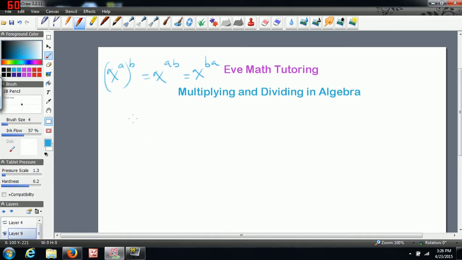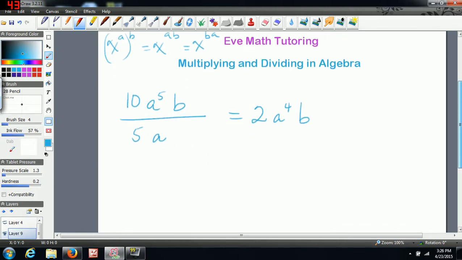Again, if you had 10a^5 b divided by 5a, something like this, you would just do 10 divided by 5, which is 2, and then a to the 5 minus 1, which would be a to the 4, and then b would just be written because there's nothing on the bottom there. So that's how you would divide something like that.